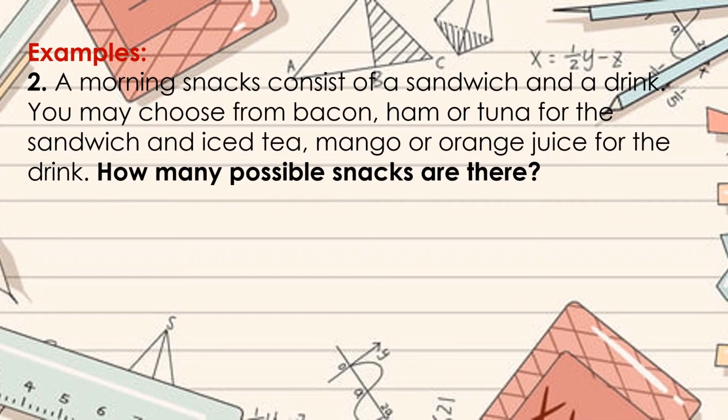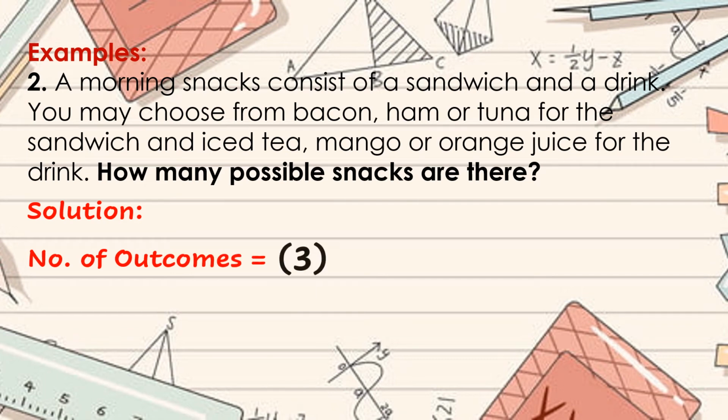Example number 2. A morning snack consists of a sandwich and a drink. You may choose from bacon, ham, or tuna for the sandwich, and iced tea, mango, or orange juice for the drink. So how many possible snacks are there? For the solution, the number of outcomes is 3 for the bacon, ham, or tuna sandwich and times 3 for the iced tea, mango, or orange juice. And the product is equal to 9.